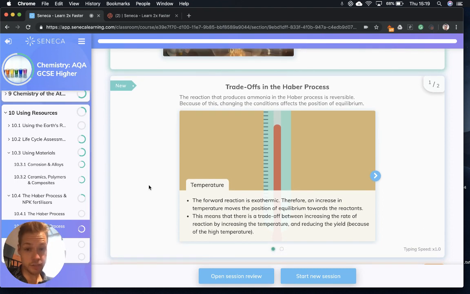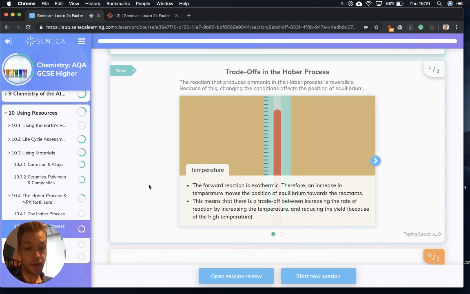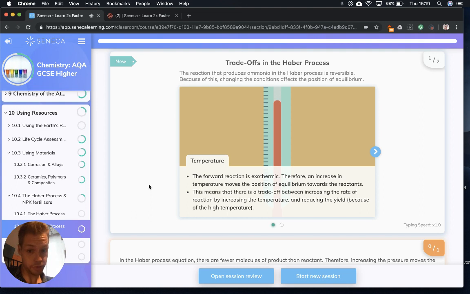Now, this reaction produces ammonia and it's reversible. And because of this, changing the conditions affects the position of the equilibrium. Okay, so let's start off by talking about temperature. Now, the forward reaction is exothermic, so it gives out heat. Therefore, an increase in temperature moves the position of the equilibrium towards the reactants. So that means there's a trade-off between increasing the rate of the reaction by increasing the temperature and reducing the yield because of the high temperature.